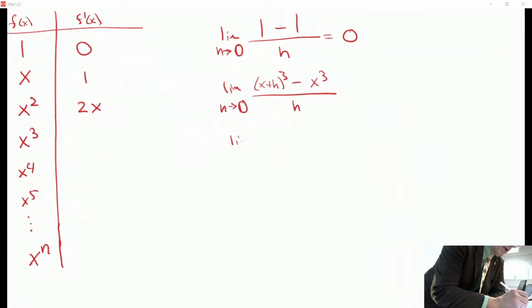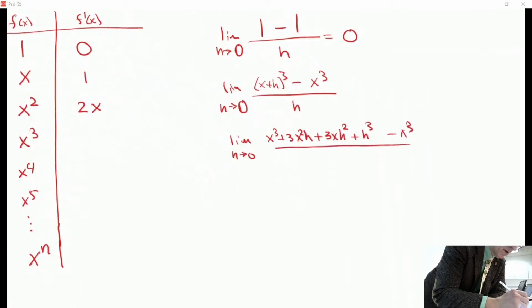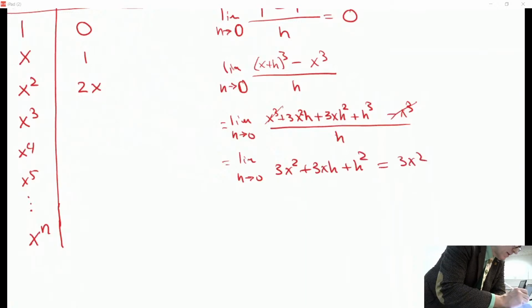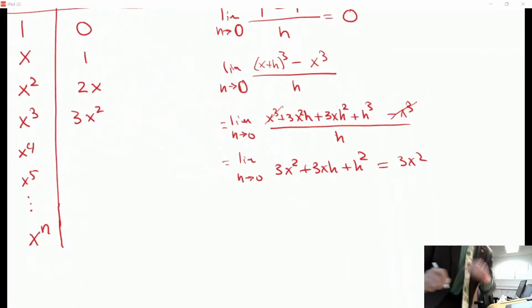So a little bit of a pain, but I'm a professional. I can handle this. X cubed plus 3x squared h plus 3xh squared plus h cubed minus x cubed over h. You might start noticing a pattern at this point. So let's see, these x's cancel, and then you can cancel an h. So that one, the derivative is 3x squared.